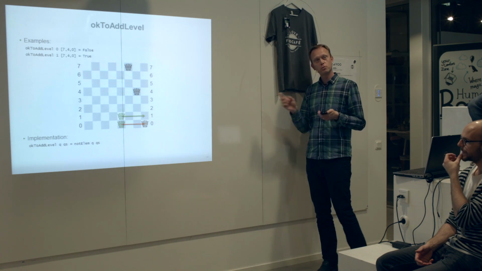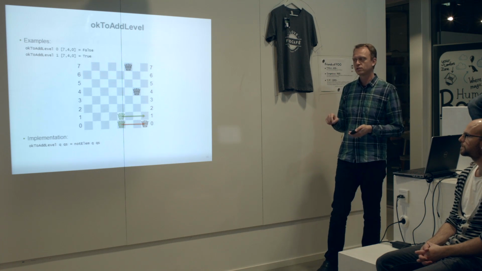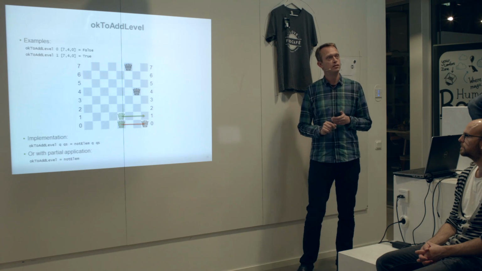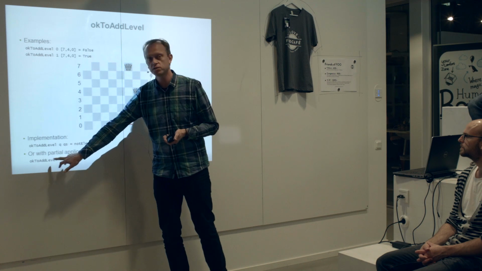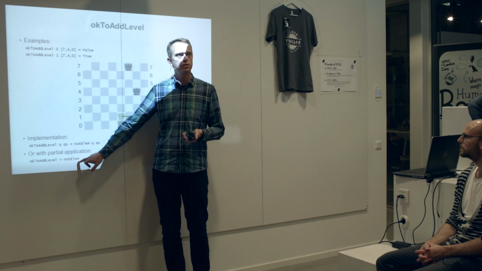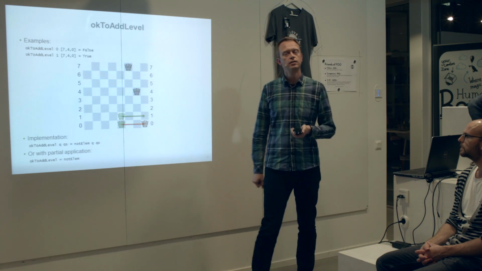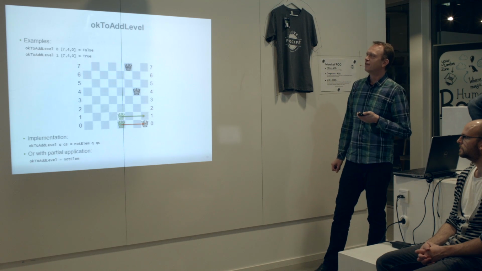Now, if you remember what I said about partial application, there's a very interesting thing here, because actually you can write like this. You don't need any arguments at all, because these 2 are the same function. OK to add level is the same function as checking whether or not something is an element of a list. That sort of simplifies that one.